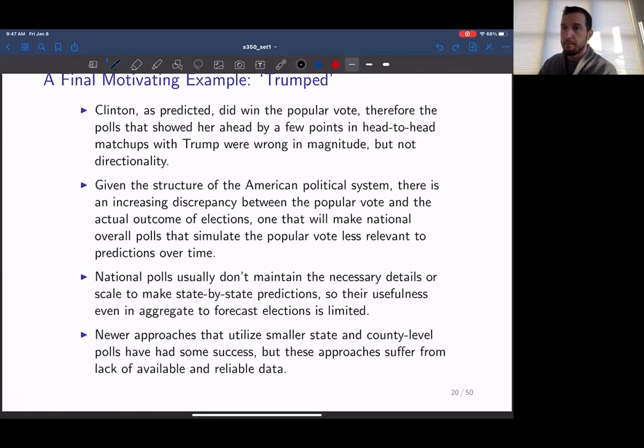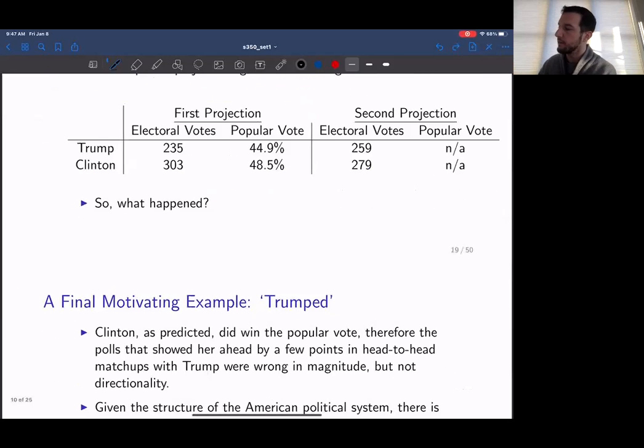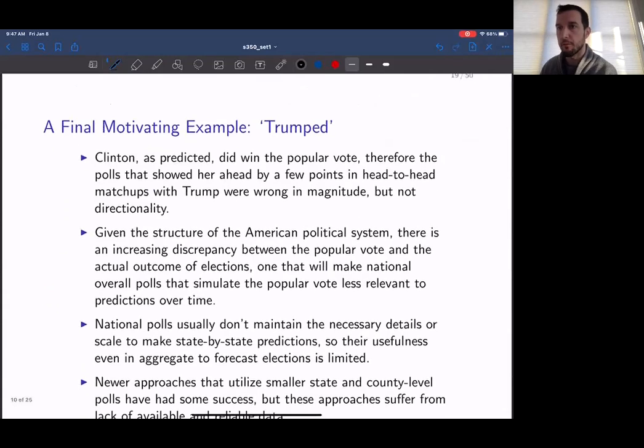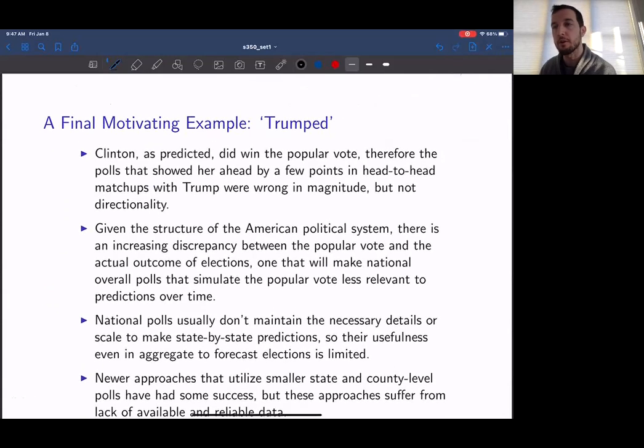But the magnitude by which she won the popular vote, so you can see here that we have 48.5 minus 44.9, which would be what, 3.6% difference? She actually won by a much smaller margin. I believe it was closer to maybe like a percent difference in the end. So the projections, at least in terms of the popular vote, were correct in direction, but they were not correct in magnitude. So the actual predicted difference at 3.6%, that was inflated in some sense, or much higher than the actual result.